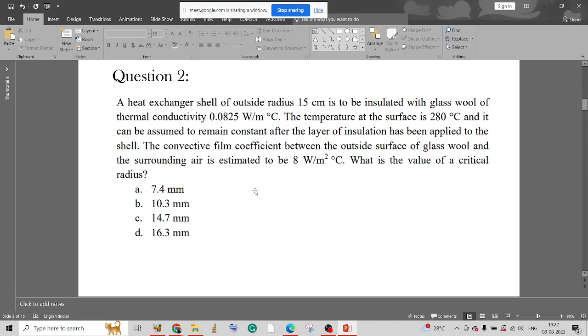Okay, so what is said? A heat exchanger shell of outer radius 15 centimeter is to be insulated with glass wool of thermal conductivity 0.0825 watt per meter degree Celsius, and the temperature at the surface is 280 degrees Celsius. It can be assumed to remain constant after the layer of insulation has been applied to the shell. The convective film coefficient between the outside surface of the glass wool and the surrounding air is estimated to be 8 watt per meter square degree Celsius. What is the value of the critical radius?